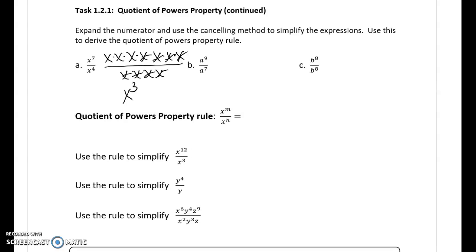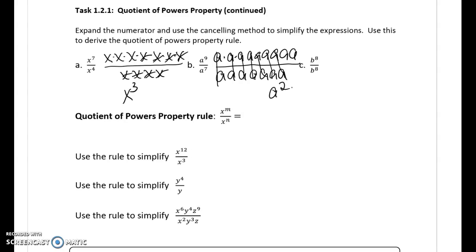All right, again, we can do the same thing with part B. It's going to be a times itself 9 times, and then the denominator, x times itself 7 times. Let's go ahead and cancel like factors. So these cancel, 2, 3, 4, 5, 6, 7. Those like factors cancel, leaving us with a squared for this one.